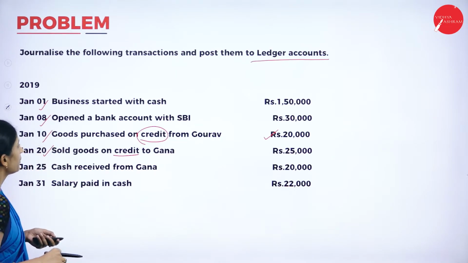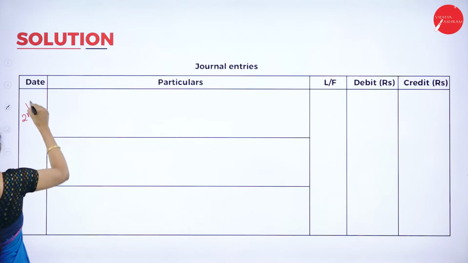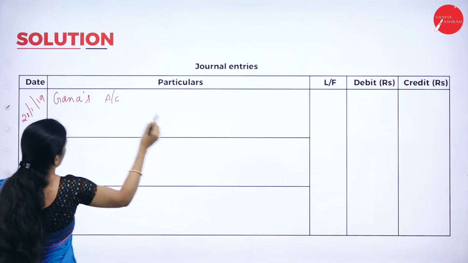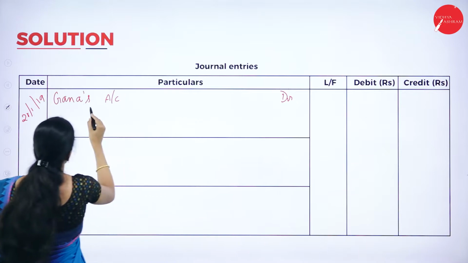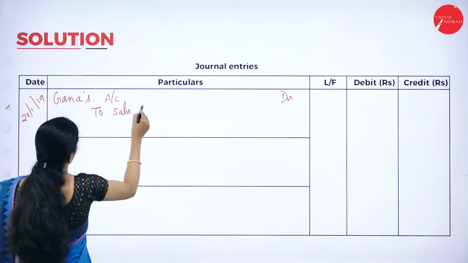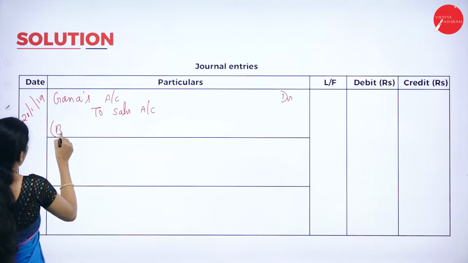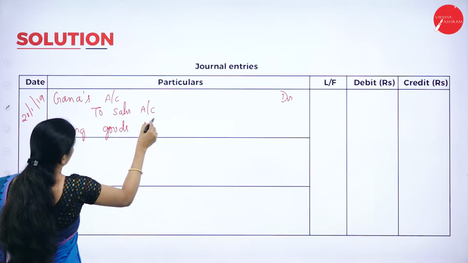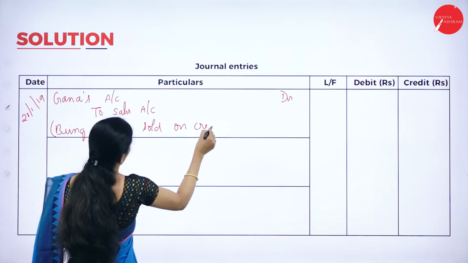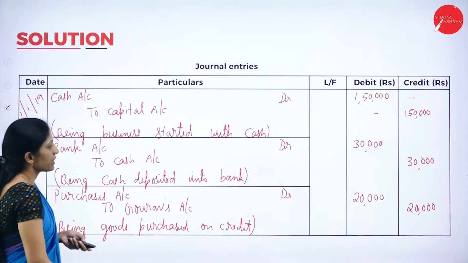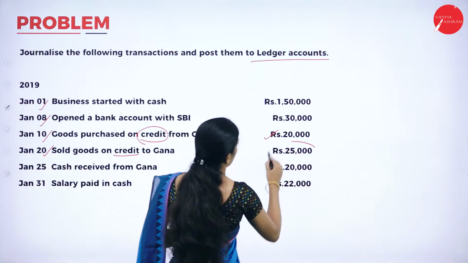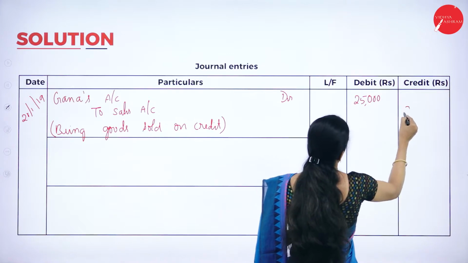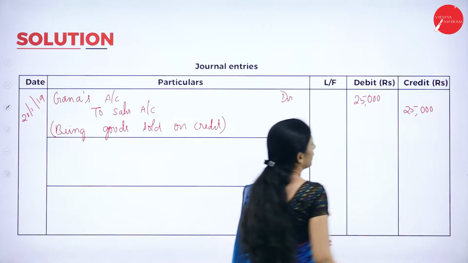And the date is 20th/1/2019. So Ghana is receiving the goods. Ghana's account debit to sales account. Write the narration: being goods sold on credit. And what is the amount? Amount is 25,000. 25,000 in the debit side and 25,000 in the credit side.